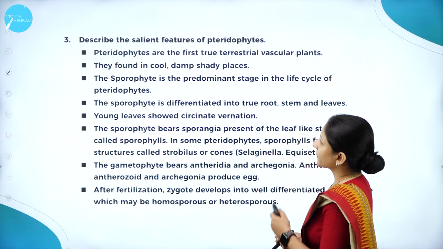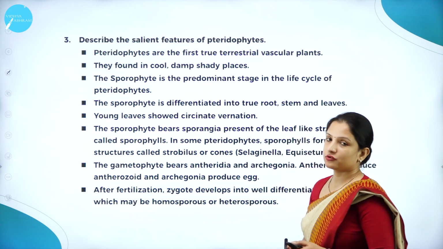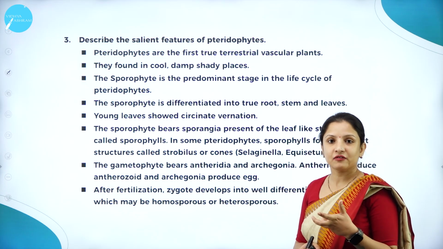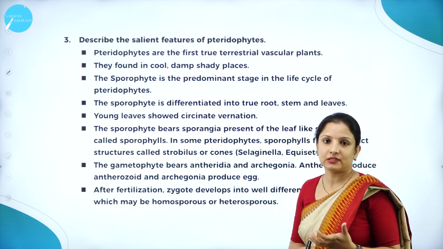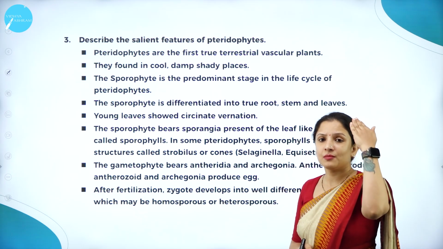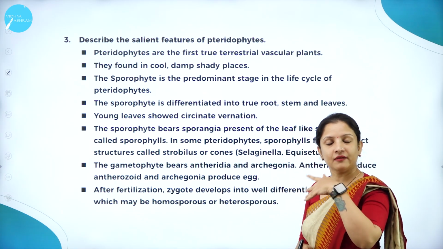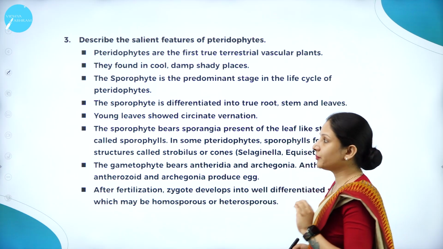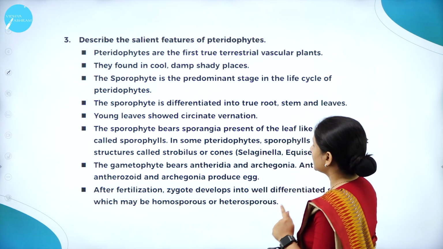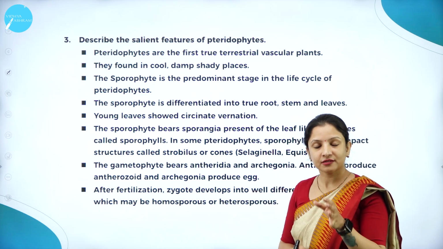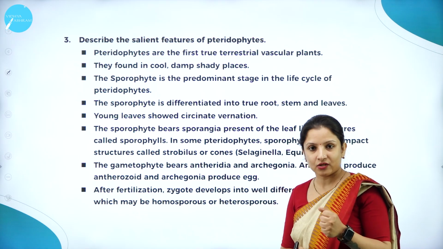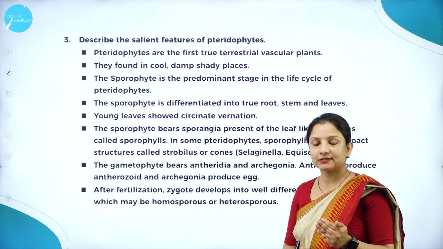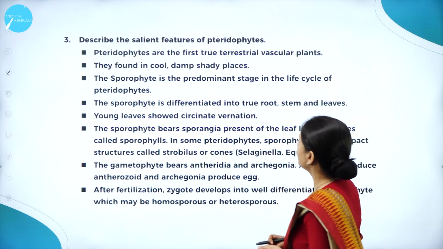Next, moving further. Describe the salient features of pteridophytes. Now, when I say salient features, you have to write some of the peculiar characteristics. Don't simply write generally that they live here, they live there. Pick up the peculiar characters and write. For example, pteridophytes are the first true terrestrial plants. Why are they called the first true terrestrial plants? Because they contain xylem and phloem in them.